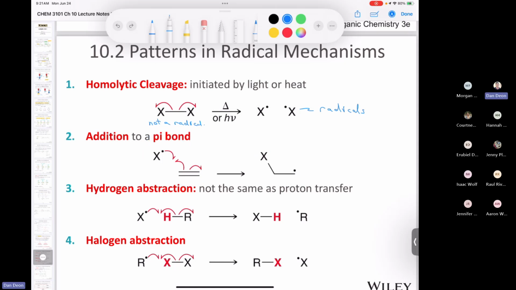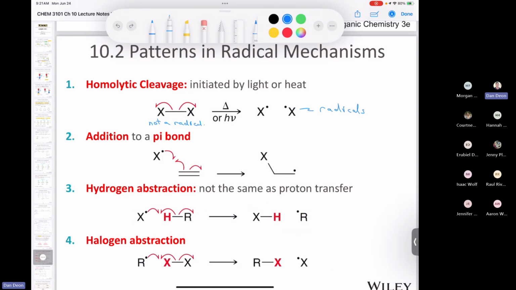The next one is a hydrogen abstraction. Well, you can figure out what that means. It's when you remove a proton. Okay, it's not the same as a proton transfer, right? You're abstracting a proton using a radical. So the radical forms a bond with a hydrogen atom, and then you're left over with a radical. So you notice that here we have a radical, and here we have a radical, right?